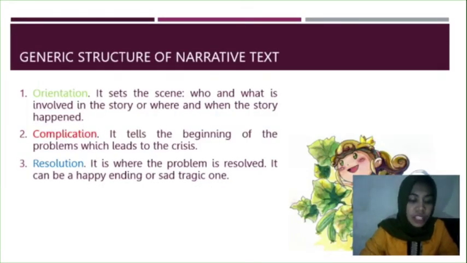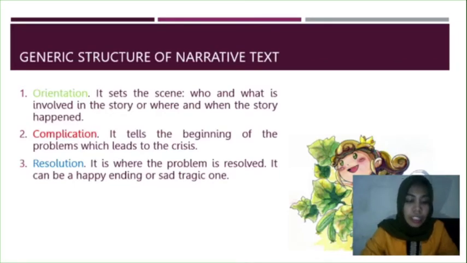Generic structure of narrative text. The structure here refers to the way the writer arranges his paragraphs into a whole meaningful story. Narrative text is written to attract and hold the reader's attention. To reach such a goal, the writer usually arranges the paragraphs into beginning, middle, and ending parts.